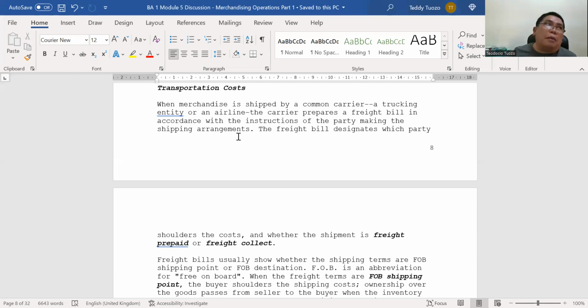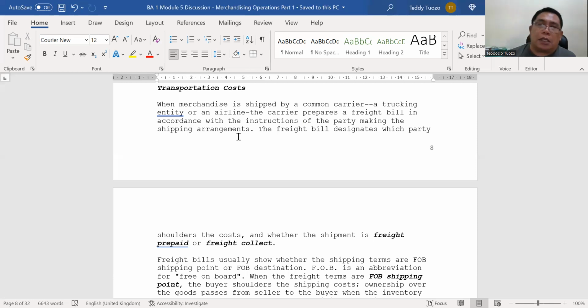Transportation cost. This determines kung sino dapat magbayad. For example, if the goods are ordered in Manila, sino ba dapat magbayad ng transportation cost nitong order ng goods? Kung FOB, in general, class, to determine who will pay for the transportation cost, magdepende kung whatever is the FOB, no?